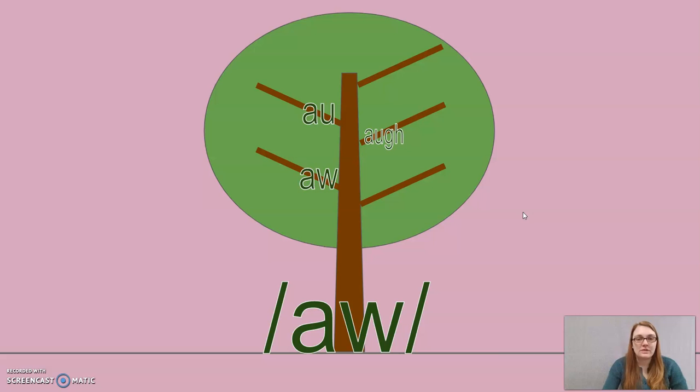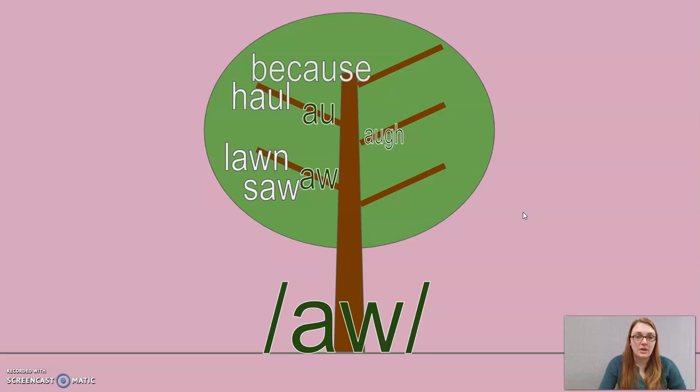Okay, looking at our sound spelling tree. For A-W, we have saw and lawn. A-U, we have hall and because. And for A-U-G-H, daughter and taught. Here's just a few examples of different words using our sound spellings we've gone over.